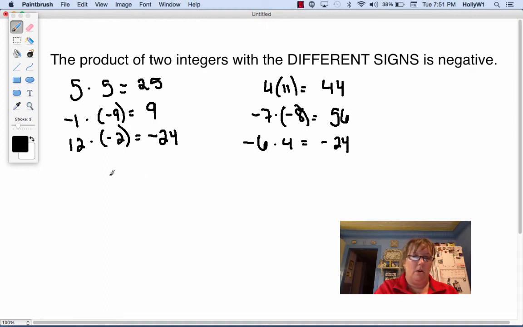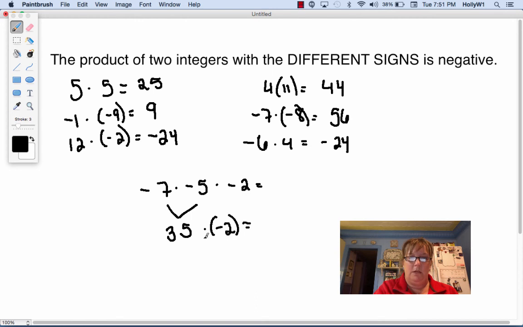Let's try one more: a negative 7 times a negative 5 times a negative 2. We're going to think of this in two separate steps. We're going to take negative 7 times negative 5, and we end up with 35, because a negative times a negative is positive. Then we bring this back down again, times negative 2, and we end up with negative 70. Well, that's how you multiply integers.